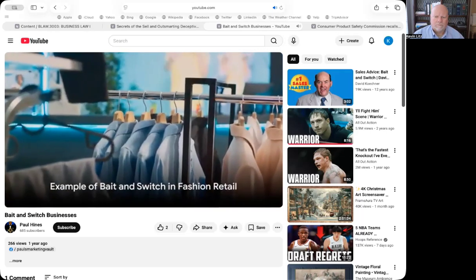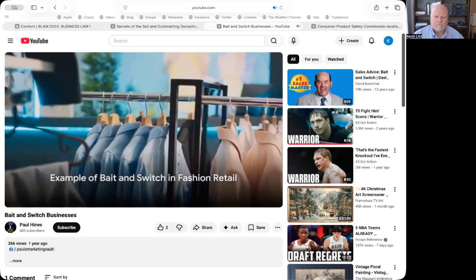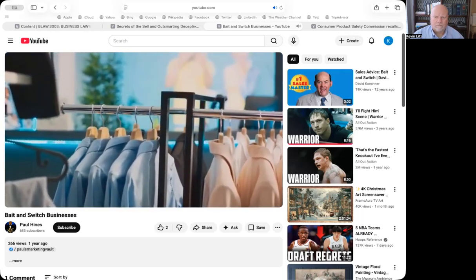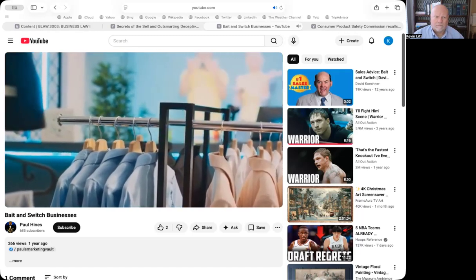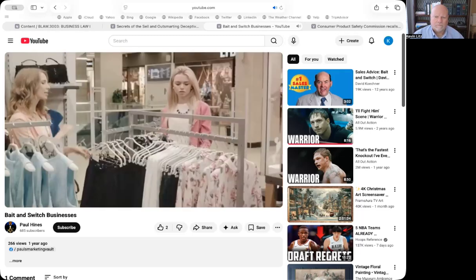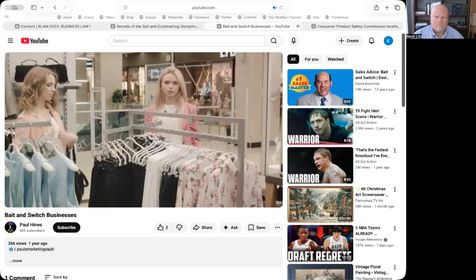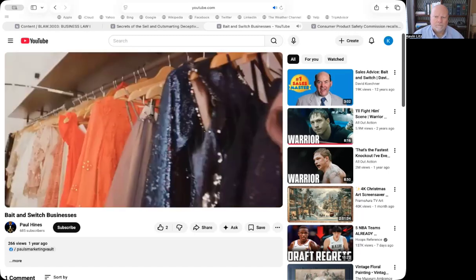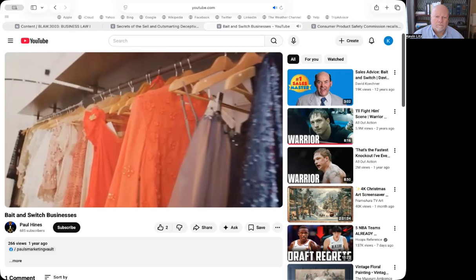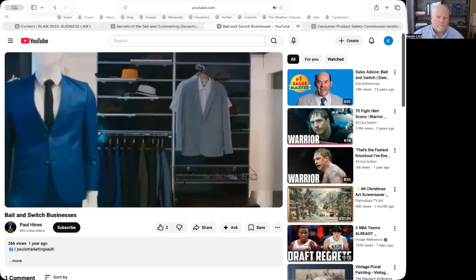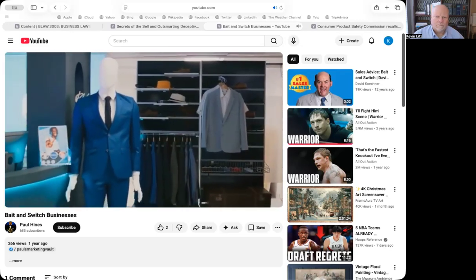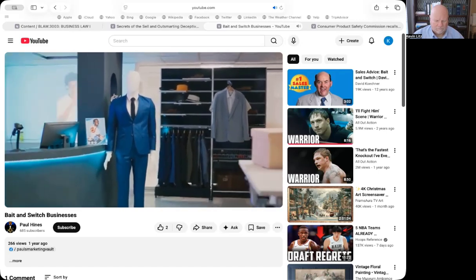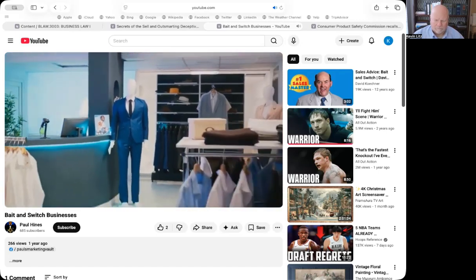In another instance, a well-known online fashion retailer advertised a premium designer dress at a fraction of the original price. But when customers tried to purchase, they found the dress unavailable in their size or color. Instead, they were offered similar, higher-priced dresses. Again, the bait was the discounted dress, and the switch was the nudge towards more expensive alternatives.